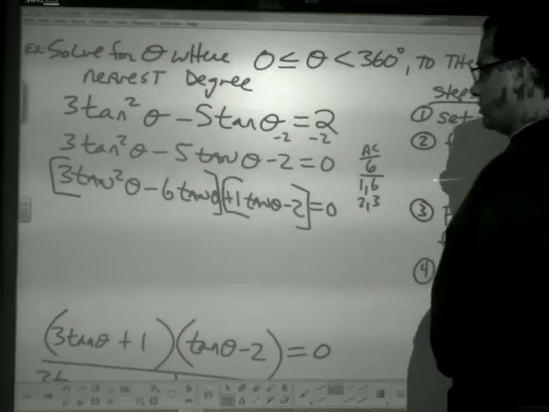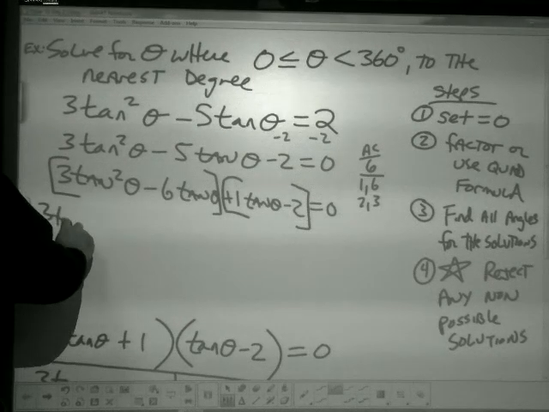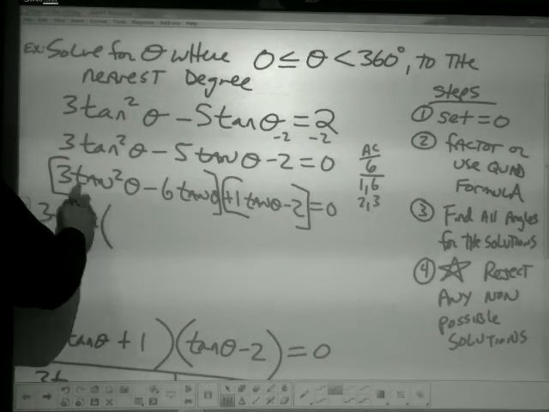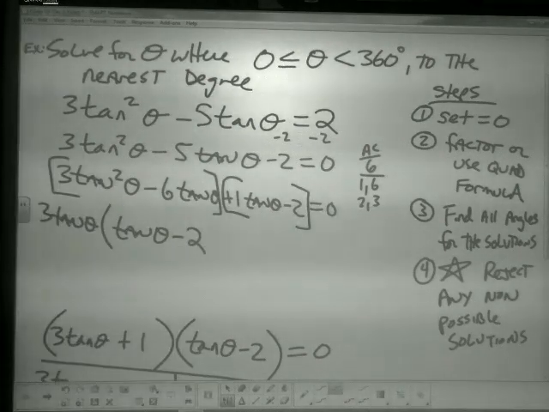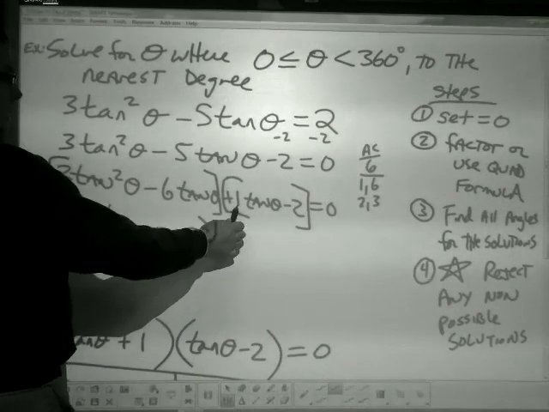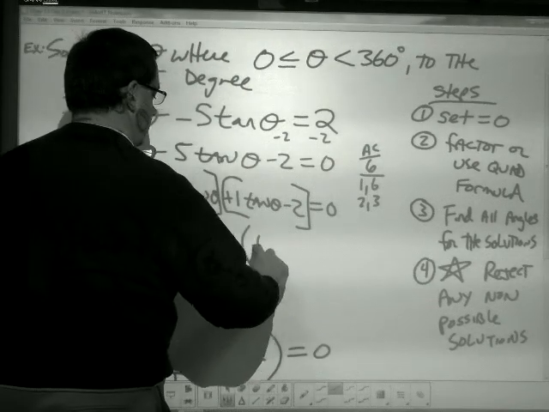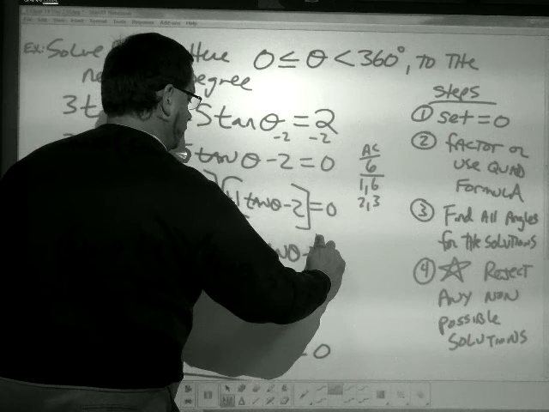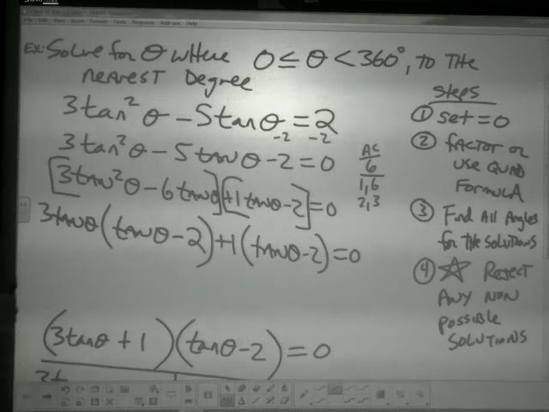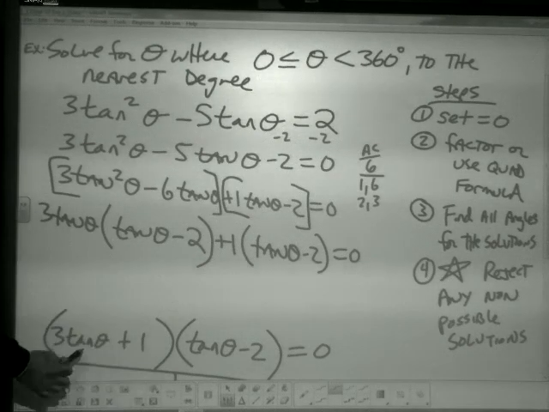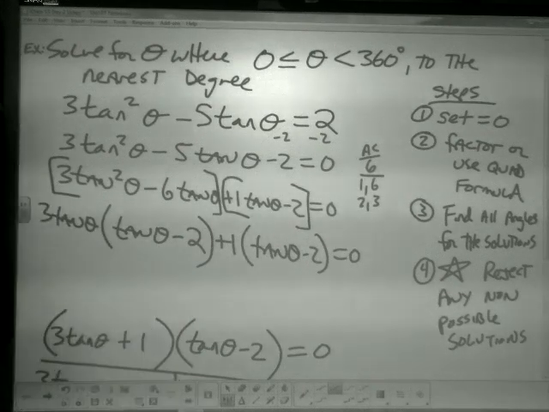Common denominator here, 3 tan theta, and left hand side would be tan theta minus 2. And this is tan theta minus 2, so I pull out a positive 1 just to hold place. Tan theta minus 2. Now, if you remember, the 3 tan theta and the positive 1 then gets its own parenthesis, and the tan theta minus 2 gets the other parenthesis.